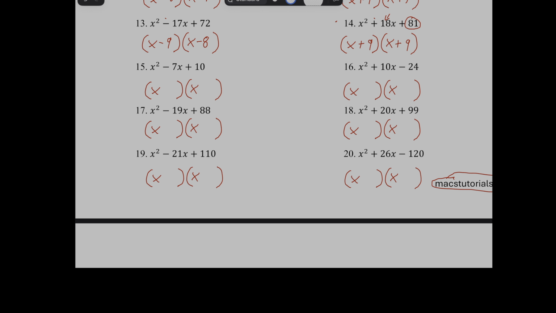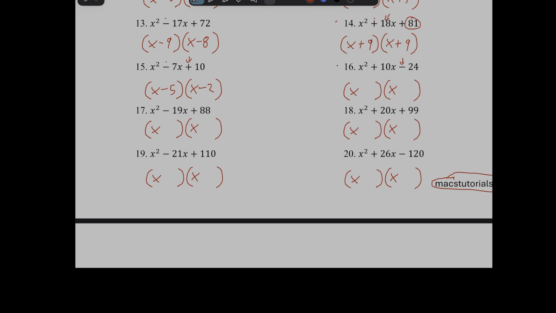Okay, here we go. Number 15. Let's keep going on this one. Third term is, again, positive. Too many third term positives. I'll fix that in the next one. Take the sign of the middle, which is negative, so we're going to go minus minus. And then what multiplies to 10 and adds to 7? 5 and 2.